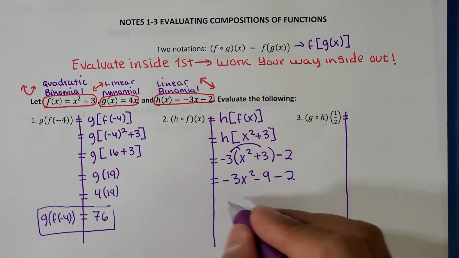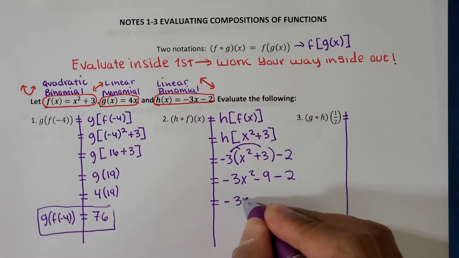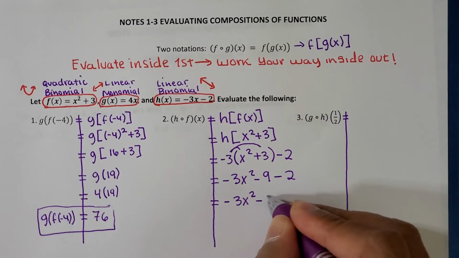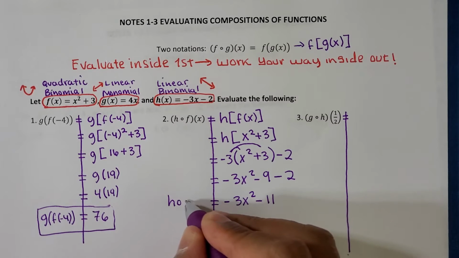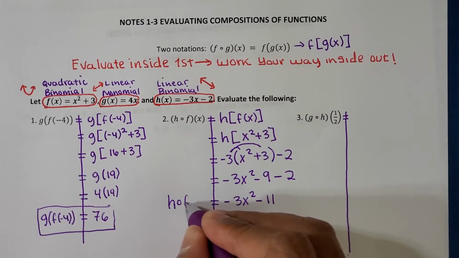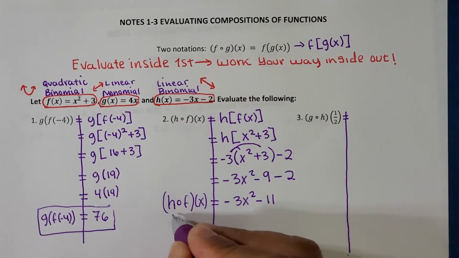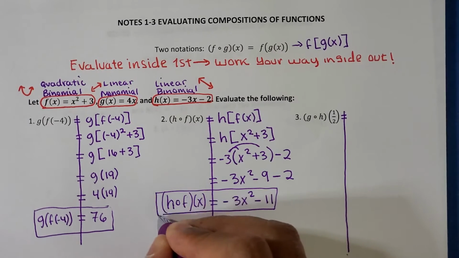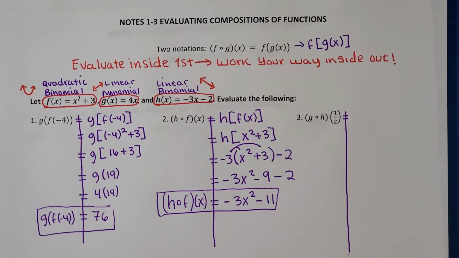Now I'm going to simplify this. So my answer is going to be negative 3x squared, negative 9 minus 2, that's negative 11. So my final answer for this composition, h of f of x, h composed of f of x, or the composition of h and f of x is negative 3x minus 11.